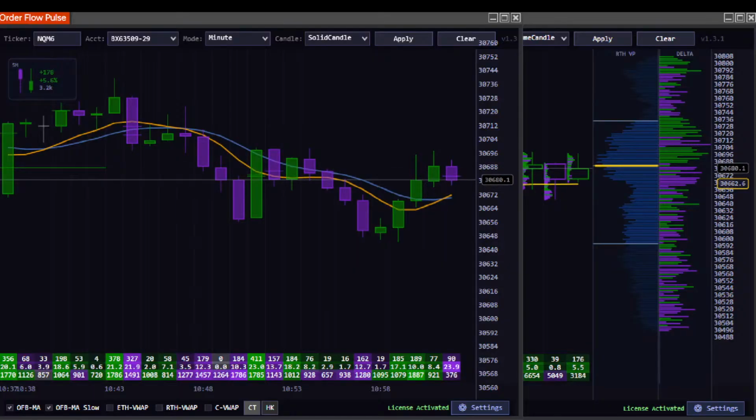I fixed the code, and now we're up 105. And I'm trading the micros. If I was trading the minis, I'd be up over $1,000 today. So that's good.